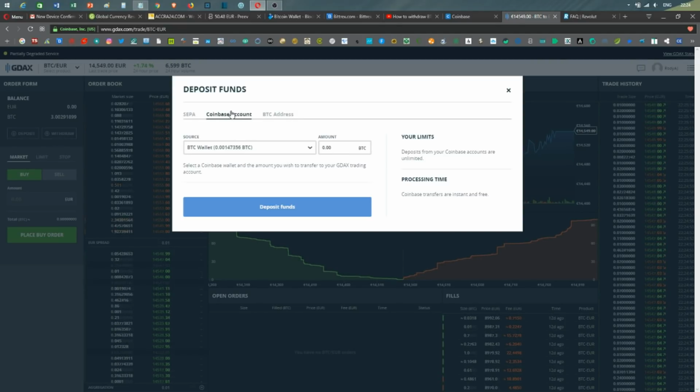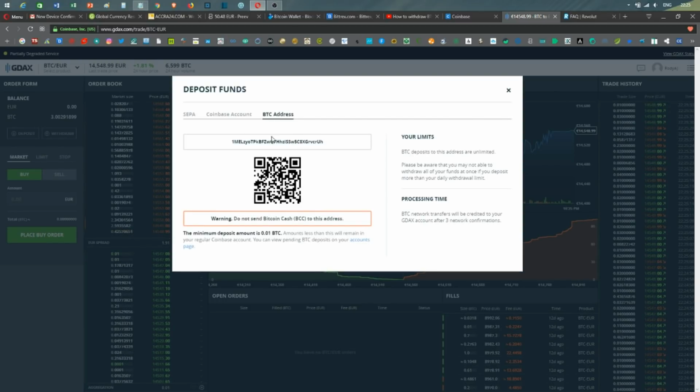So depositing to Gdax is just going to your Coinbase account, and then you can choose your option. There was a question on whether I can deposit from other wallets. Of course you can. If you click on the BTC address here, you instantly have a Bitcoin wallet address generated, and as you can see, there is just a warning: do not send Bitcoin Cash to this address. Of course, it's a Bitcoin wallet, so you can only deposit Bitcoins in this wallet.